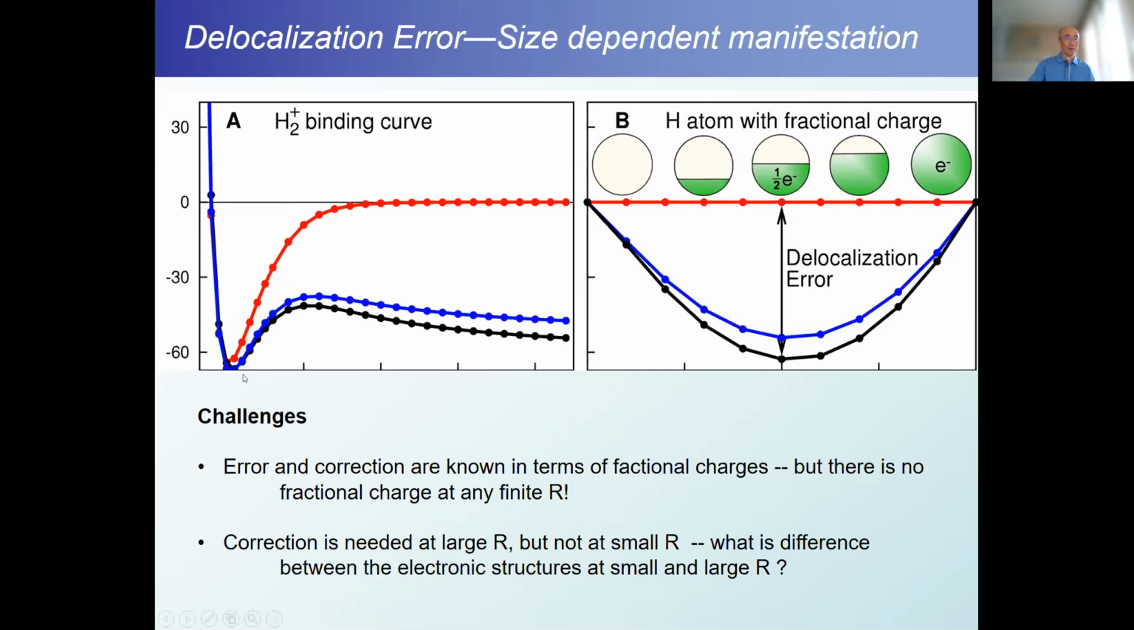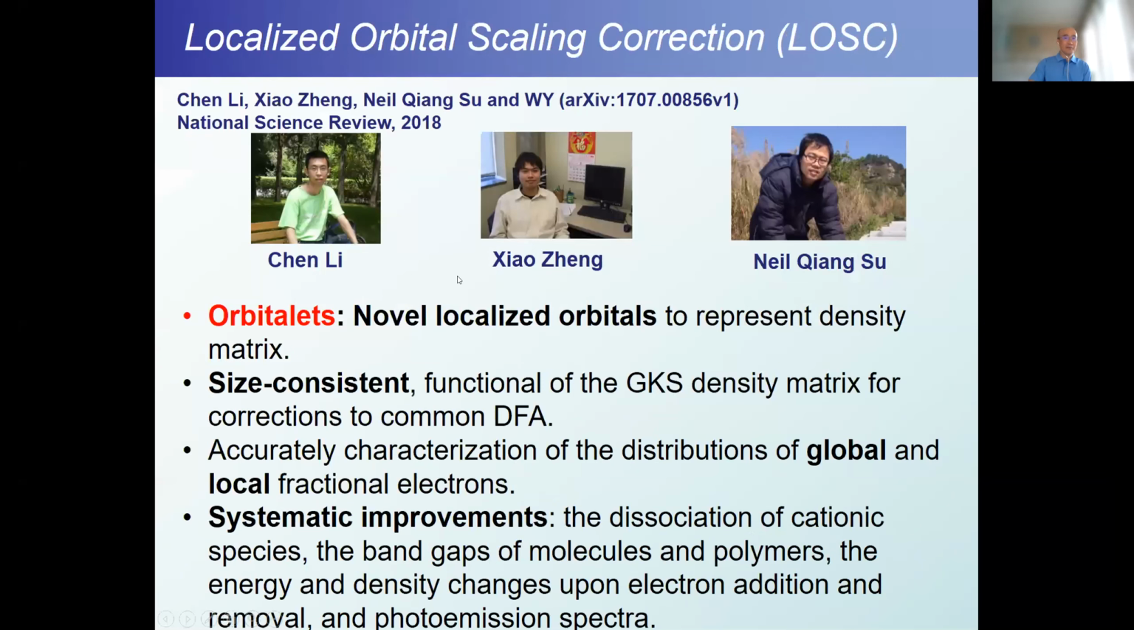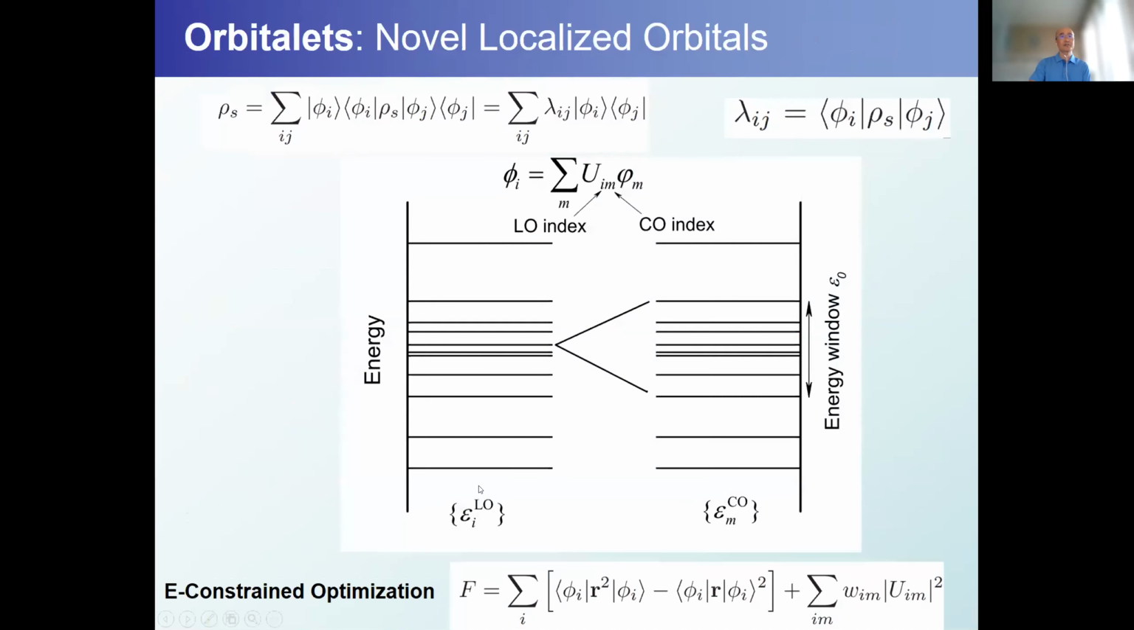It shows there's not much error. So what correction we need is at large distance, but we want to get away at small distance. And so that takes many years and many different directions. Finally, we have a theory published in 2018 that we call localized orbital scaling correction. They're able to provide a size-consistent correction and systematic improvement on most of the errors, and then that leads to the optical, the excited state study.